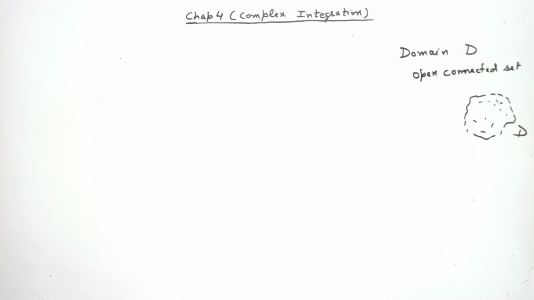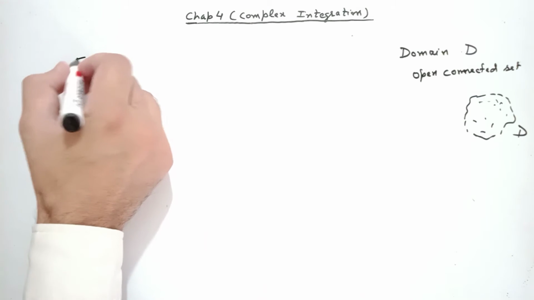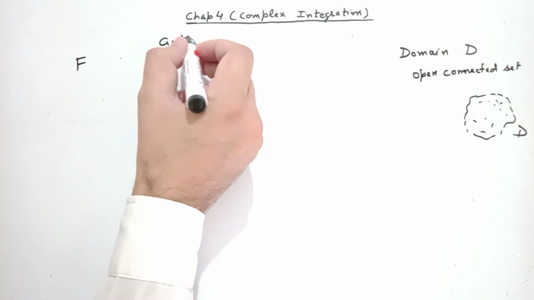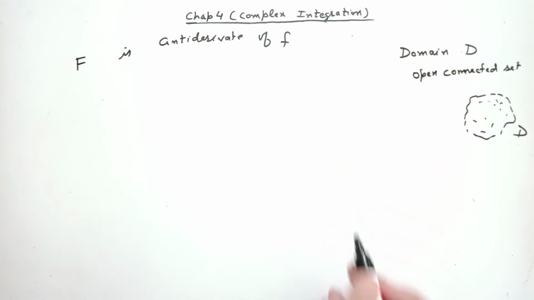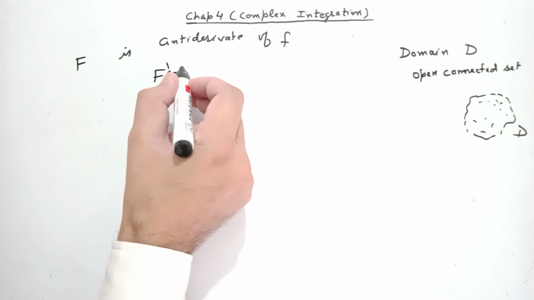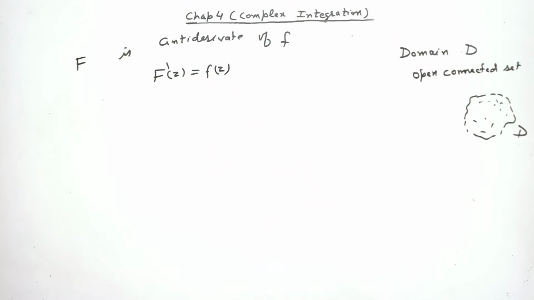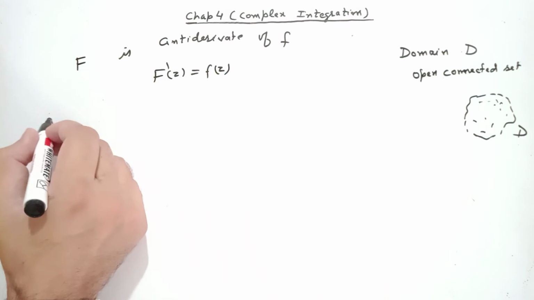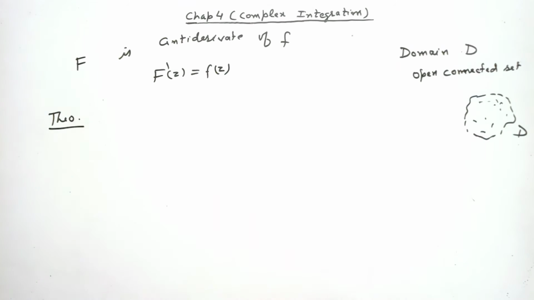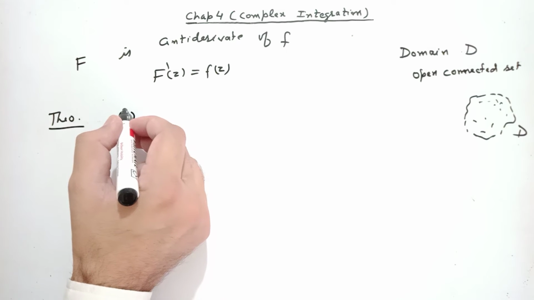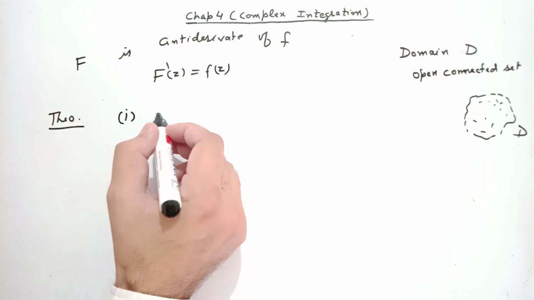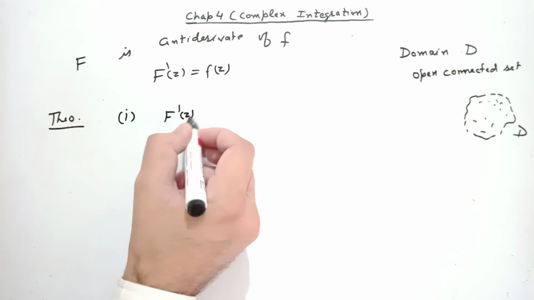So f is continuous in a domain D. A function capital F is said to be an antiderivative of small f if capital F prime of z is small f of z for all z in D. Now we have a very important result that helps in solving contour integrals using antiderivatives. What is it? If f is a continuous function in a domain D, then the two statements are equivalent. The first statement is: an antiderivative of f exists in D.